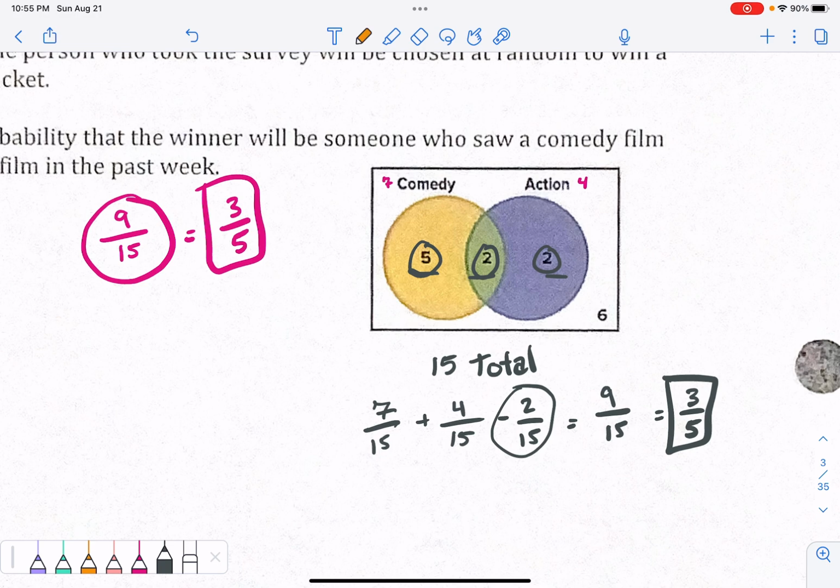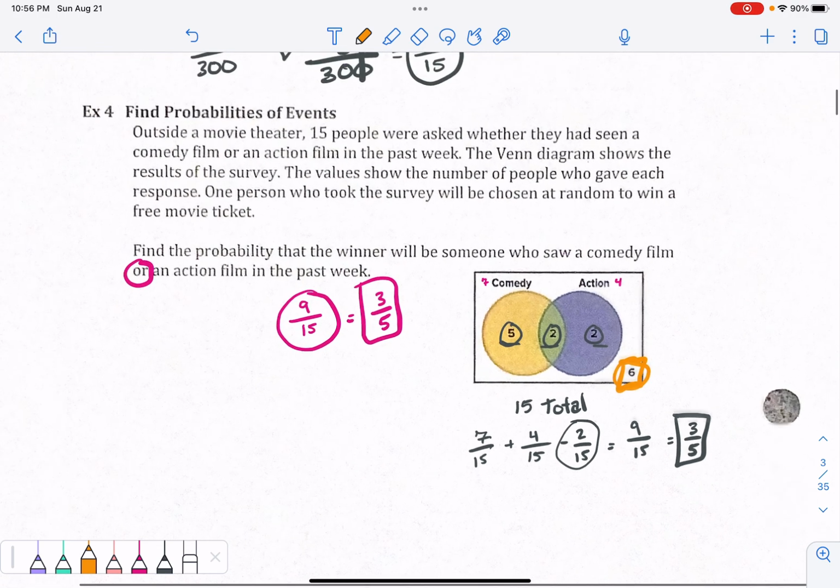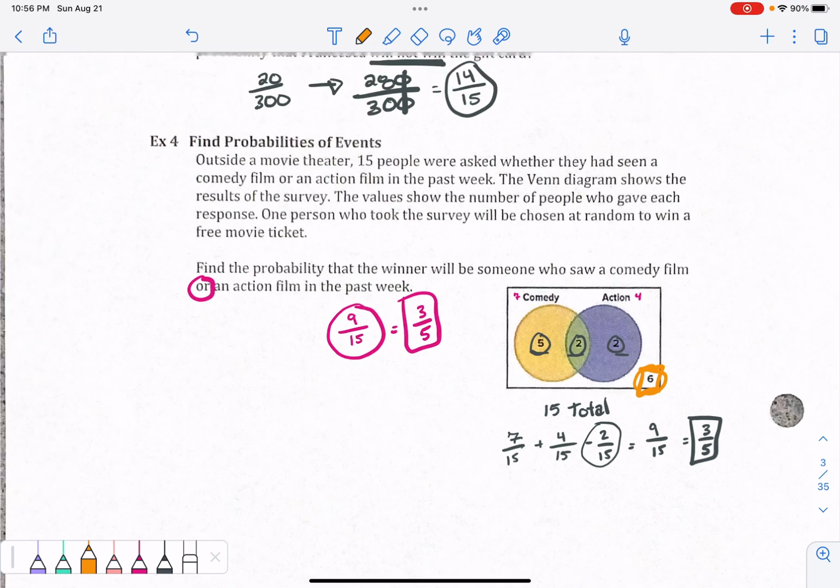Oh, wait, let's talk about this guy right here. Who are these people? 6 down there. There's 9 out of 15 that are going to comedy and action, but there's 6 remaining that are not going to either of those, right? Maybe they're going to a horror film or something. I don't know. But there's 6 people that are not doing any of those, that are neither comedy nor action. Okay, so just so you know, that's kind of how that works. Okay. All right, so hopefully that made sense.